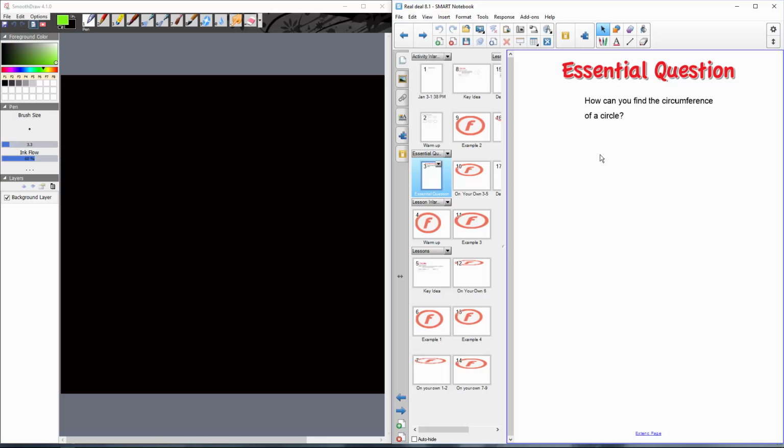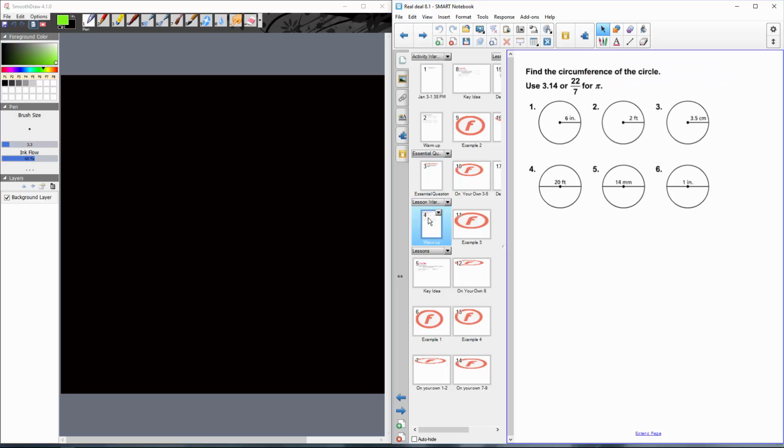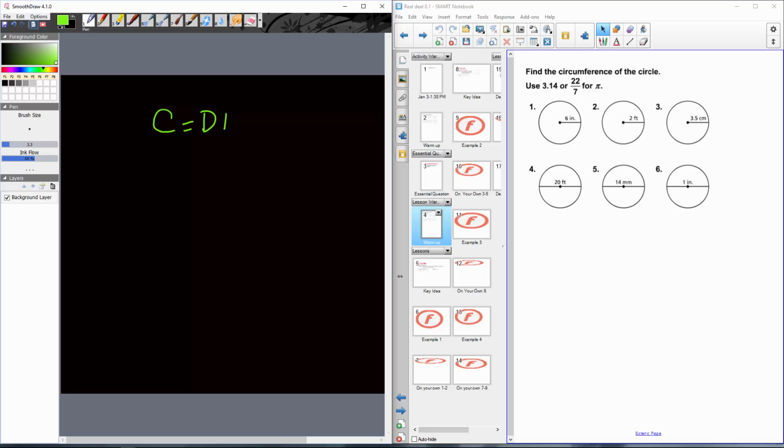And what we want to do today is find the circumference of a circle. And the very first thing you have to know about the circumference of a circle is the formula. So C equals diameter times pi, or C equals 2 pi r.